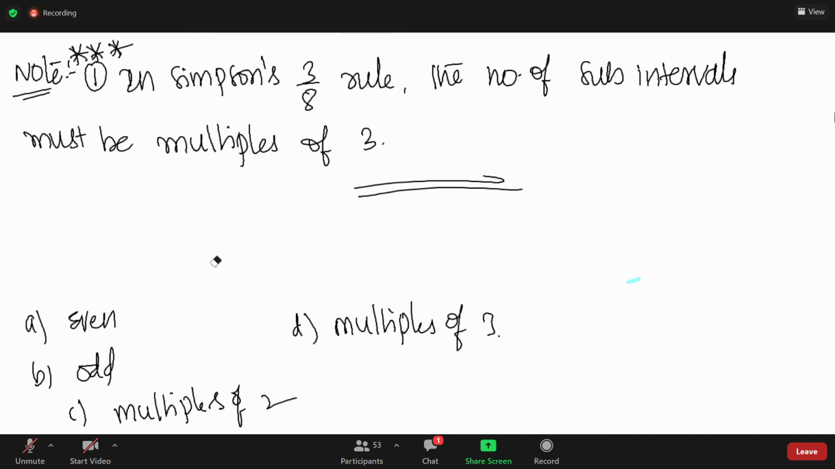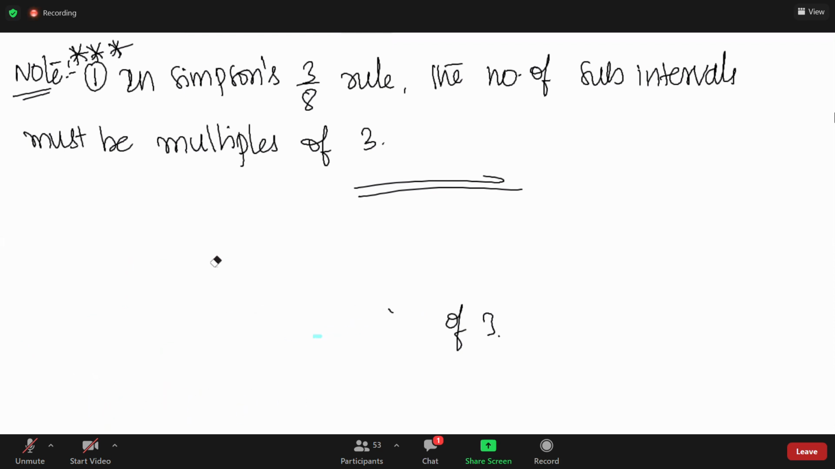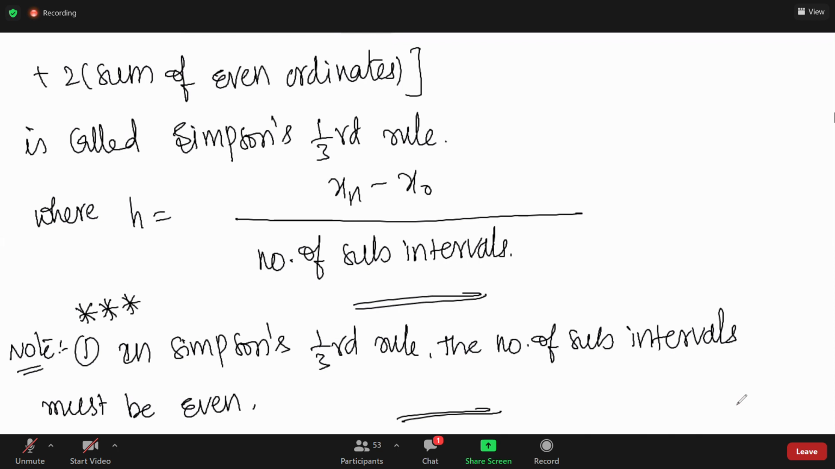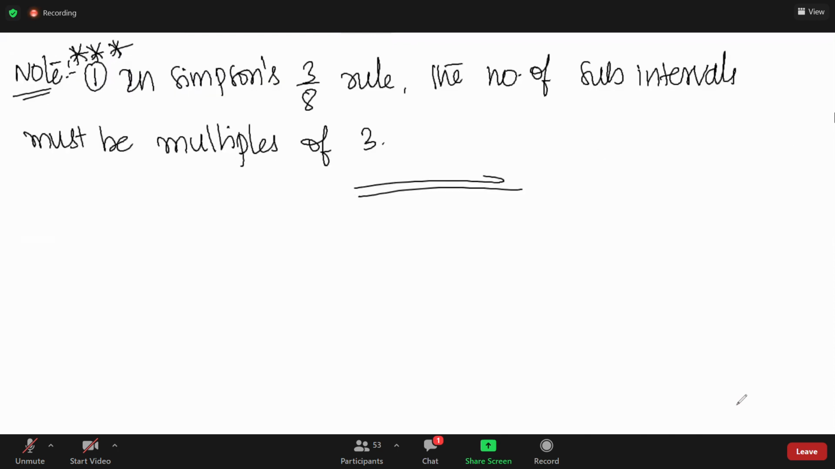In Simpson's 1/3 rule, the number of subintervals must be even, odd, multiples of 2, multiples of 3. What is the answer? Even. Simpson's 1/3 rule, even. So these are the 3 important rules for finding the integration of the area bounded by a curve y is equal to f of x.